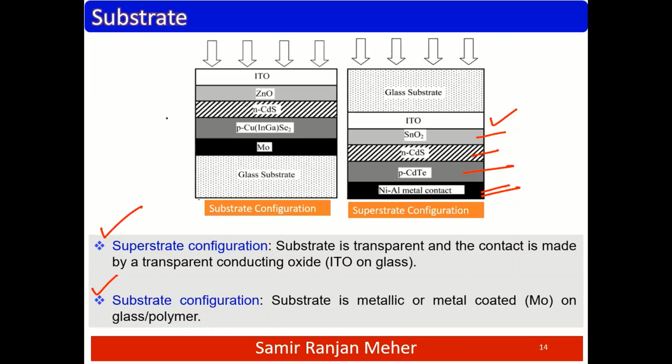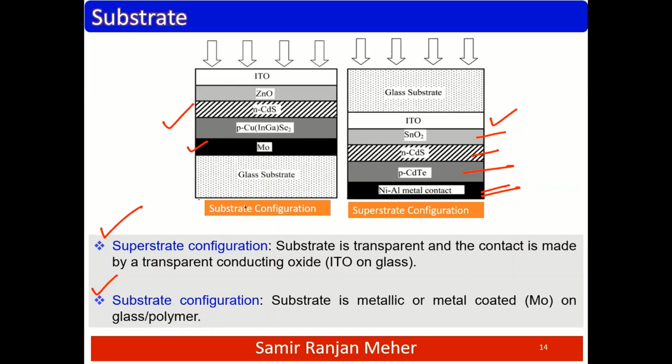Whereas the more conventional approach is to go with the substrate configuration. The superstrate configuration is mostly used for the cadmium telluride based solar cell, whereas for the CIGS or other type of solar cell, we go with the substrate configuration. In this case, we start with a glass substrate, and we coat the opaque metallic layer on top of it, then the absorber layer, then the window layer, then the buffer layer, and finally we are having the transparent conducting oxide on top of it.